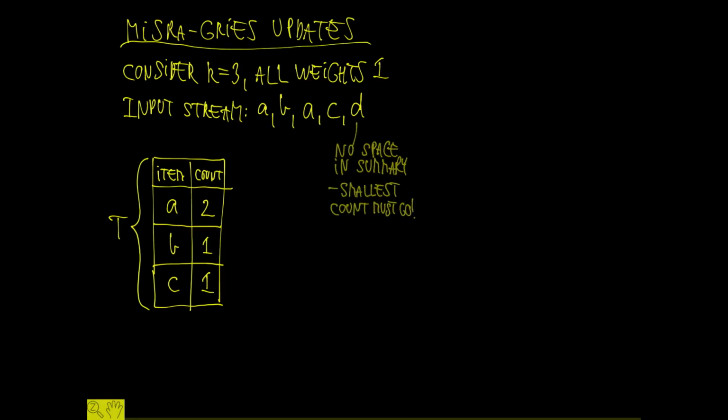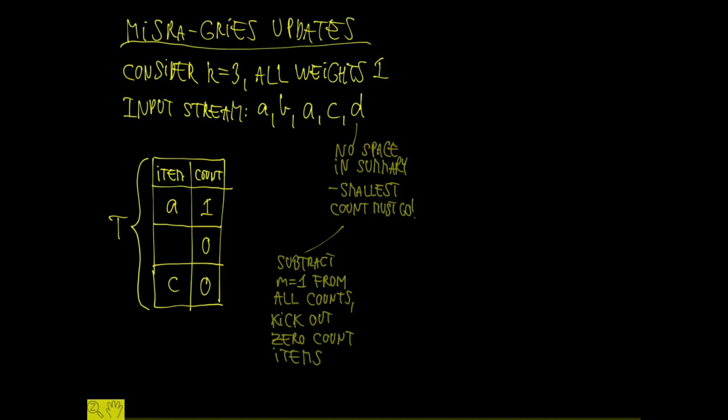What we'll do is to say that the smallest counts must go. This is going to give the smallest error, or the smallest difference between what is stored and the true counts. We're going to subtract the minimum count, which is 1, from all the counts. So these are the revised counts. And now we can evict all of the elements with 0 counts. So we do that. We also insert D, and for technical reasons, we also subtract m from the count of D, so it ends up with a 1.